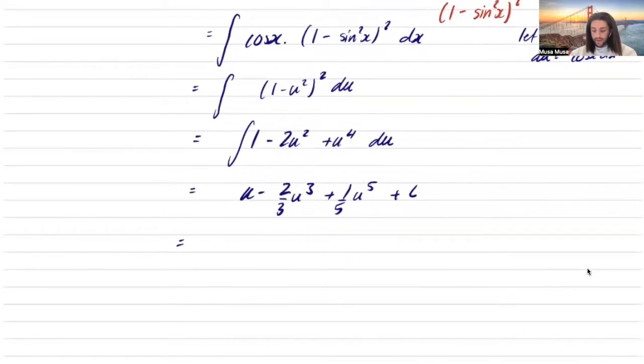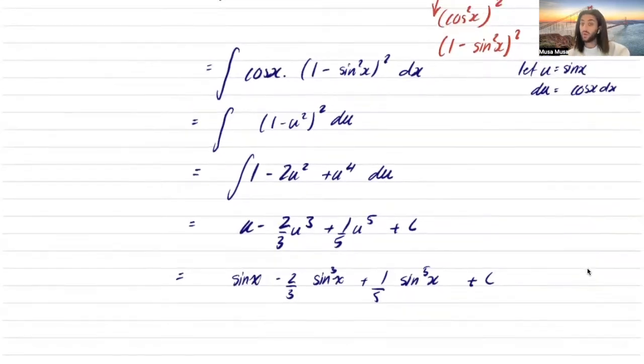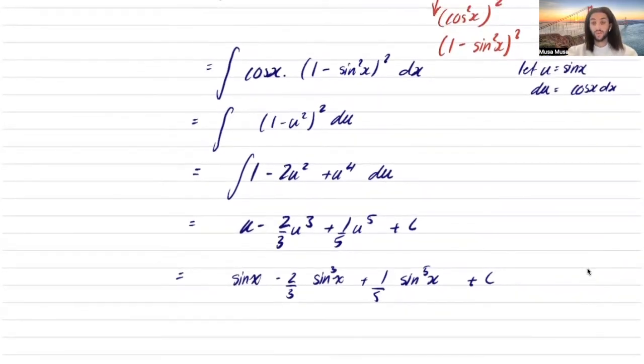And then going back and subbing in all of our u's. So we get sine x minus 2 over 3, and then sine, oh, we can write this differently actually. Sine cubed x plus 1 over 5, sine to the 5x plus c. Perfect. I hope that makes sense to everyone. And also the reason why we have to isolate one of the cosines. Wonderful, wonderful, wonderful.